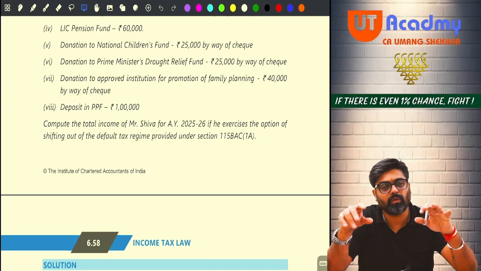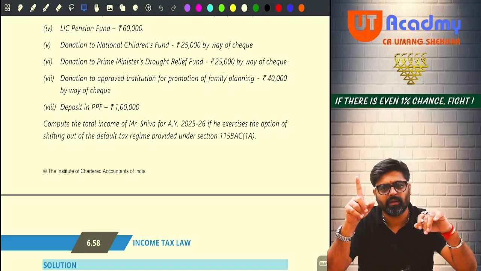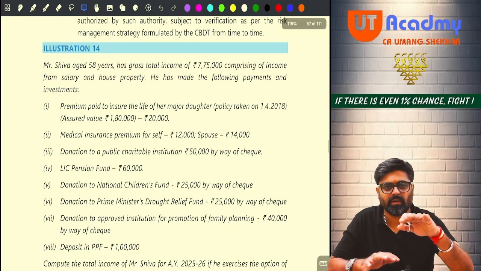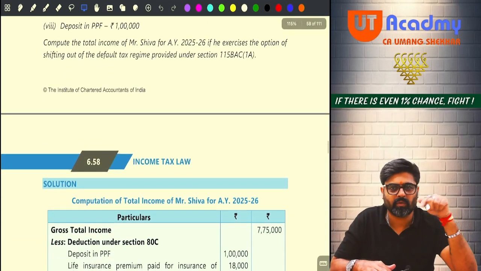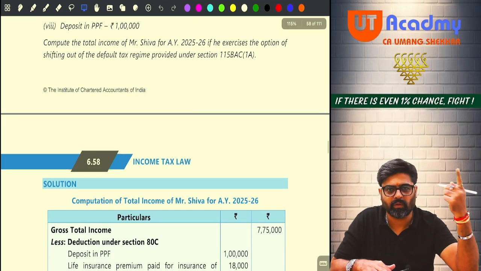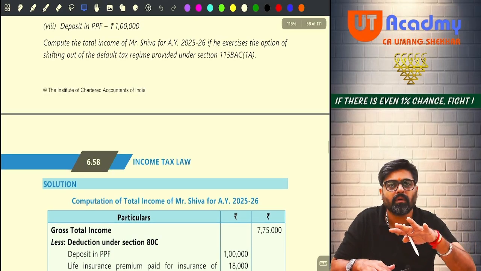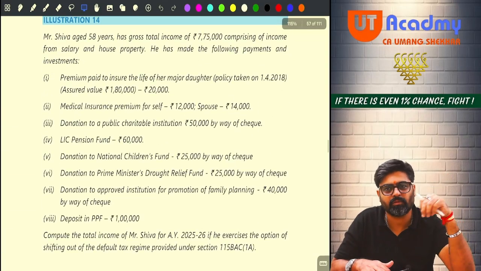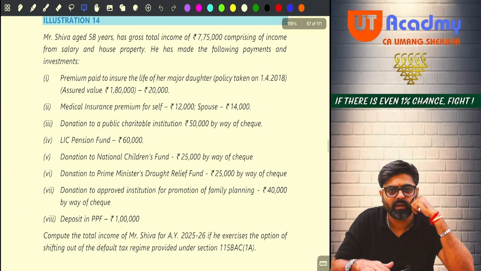Do you know the process? First calculate salary, then house property. So do one thing: ask your question only. The examiner is telling me to calculate what? Total income. So to calculate the total income, I need to first calculate salary. Do you have salary details? Give me the salary details, and from that I will calculate salary. If no salary details, thank you, salary is equal to nil.